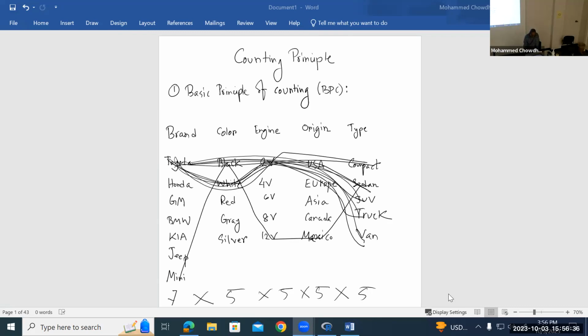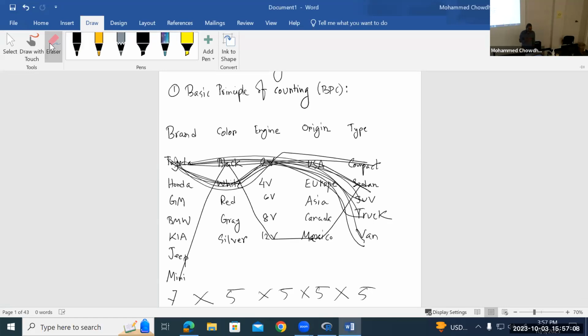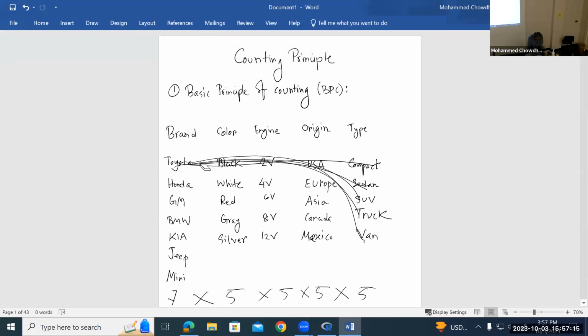It has a brand. So it could be Toyota, Honda, GM, BMW, Kia, Jeep, or Mini. And then there is a color: black, white, red, gray, silver, and engine types. So it's 8V engine, 12V, 6V, 4V, origin, whether the car is produced in USA or Europe or Canada, something like that. And then there are types of car or vehicle, which are known as compact, sedan, SUV, truck, van. So from this, we want to find how many ways a person can buy a car.